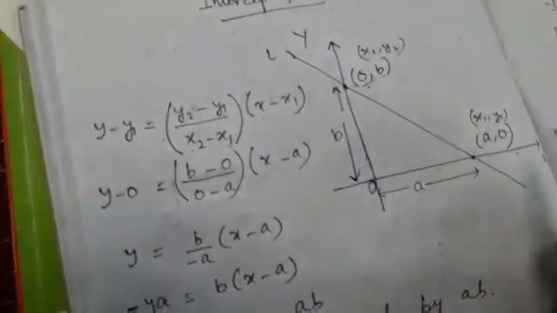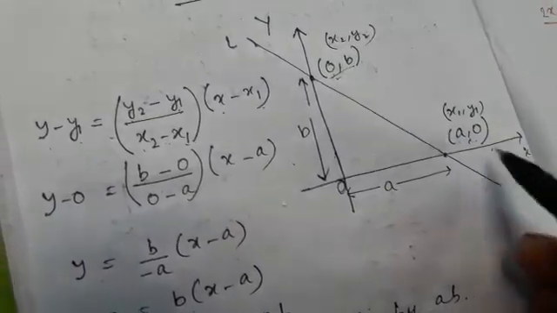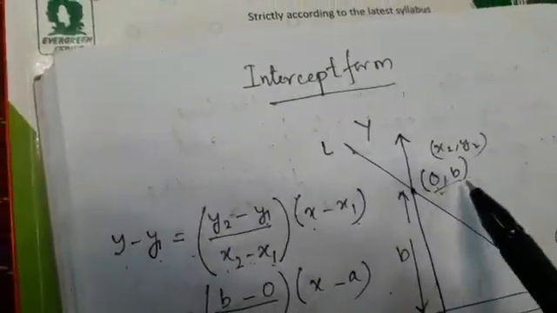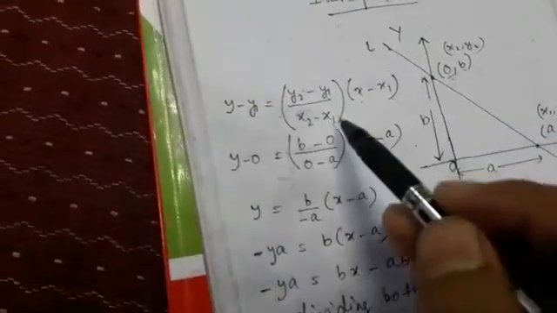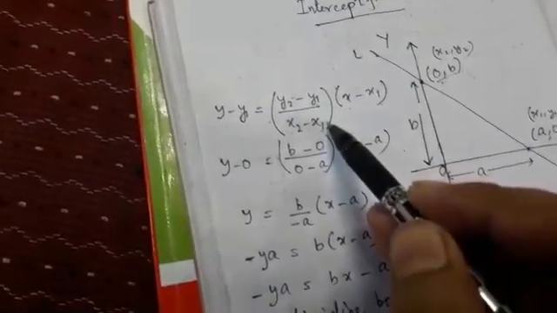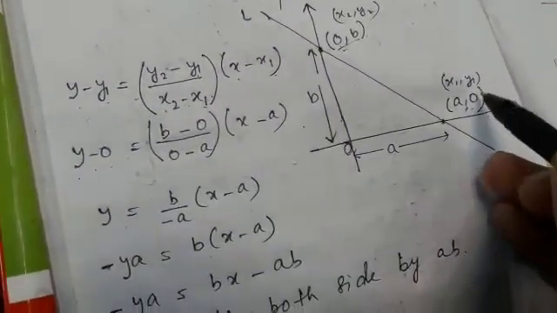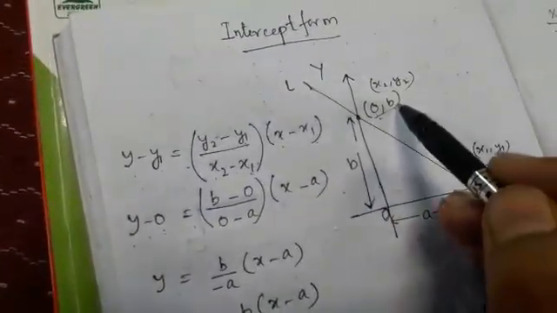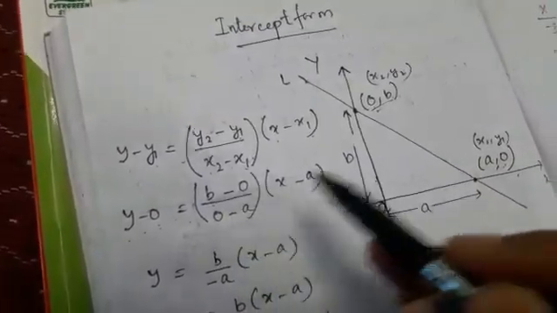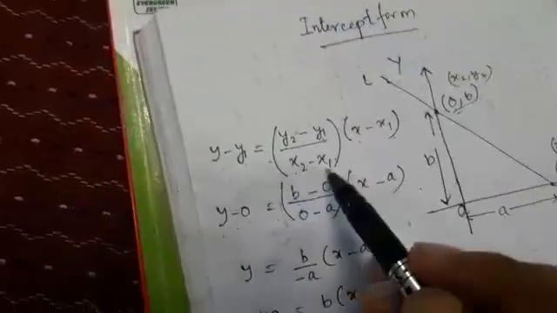So suppose we consider this point as x1 y1 and this point as x2 y2, and we substitute the values of x1 y1 and x2 y2 in the equation of 2 points. Then you will get y minus, see, we are assuming this as x1 y1, so y1 is 0, so here we put 0, is equal to y2 minus y1. So what is y2? y2 is b, so b minus, what is y1? y1 is 0, so b minus 0 by x2 minus x1 is the formula.